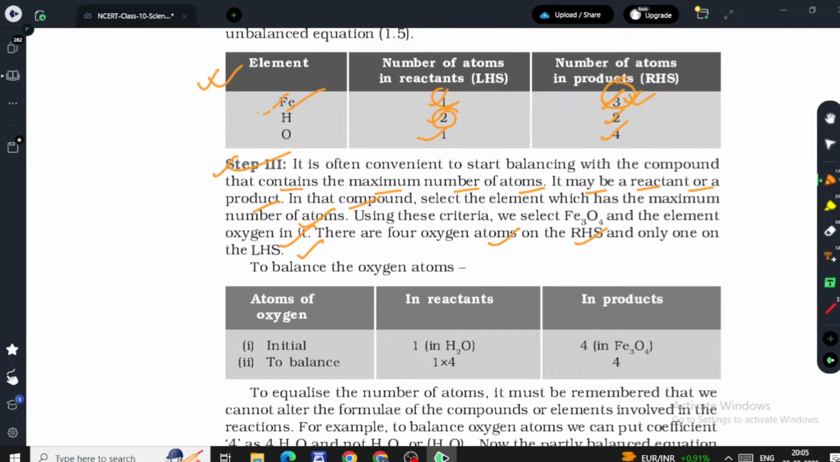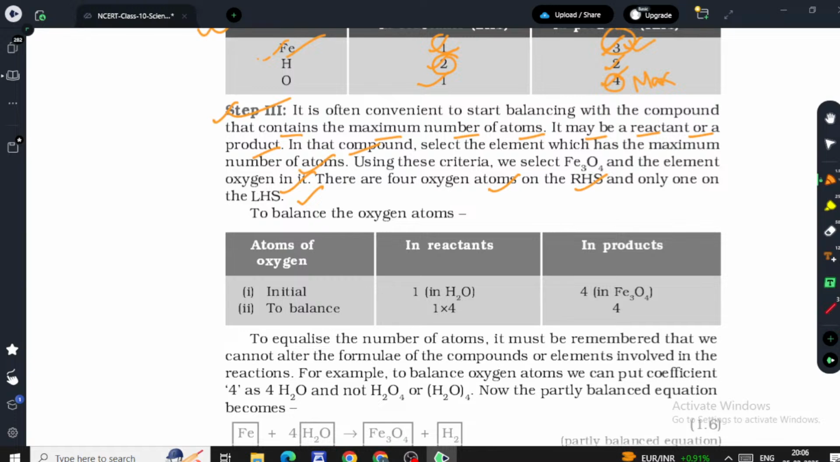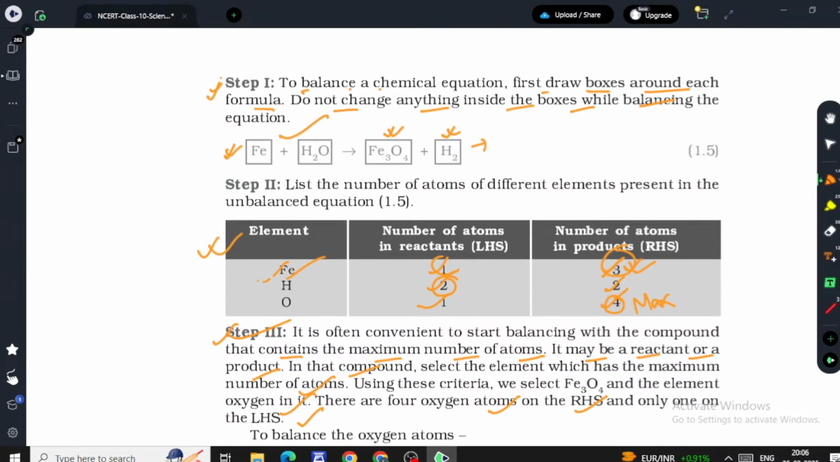There are 4 oxygen atoms on the RHS, and this is the maximum. To balance the oxygen atoms, initially the reactant has oxygen in H2O, and in the products there are 4 in Fe3O4.